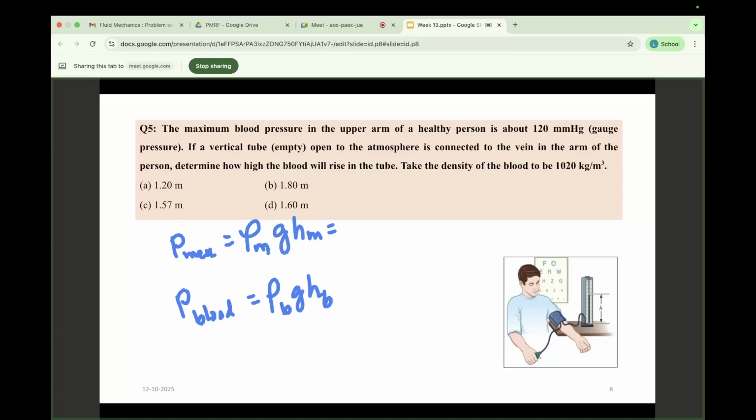What is the rho of mercury? We know that it's 1300, because for water it is 1000 and for mercury it is 1.3 times that of water. And G, say it is 10. I take it as 10 for calculation purposes. And what is given? The maximum blood pressure is about this much. So this is the maximum blood pressure in the upper arm of a human.